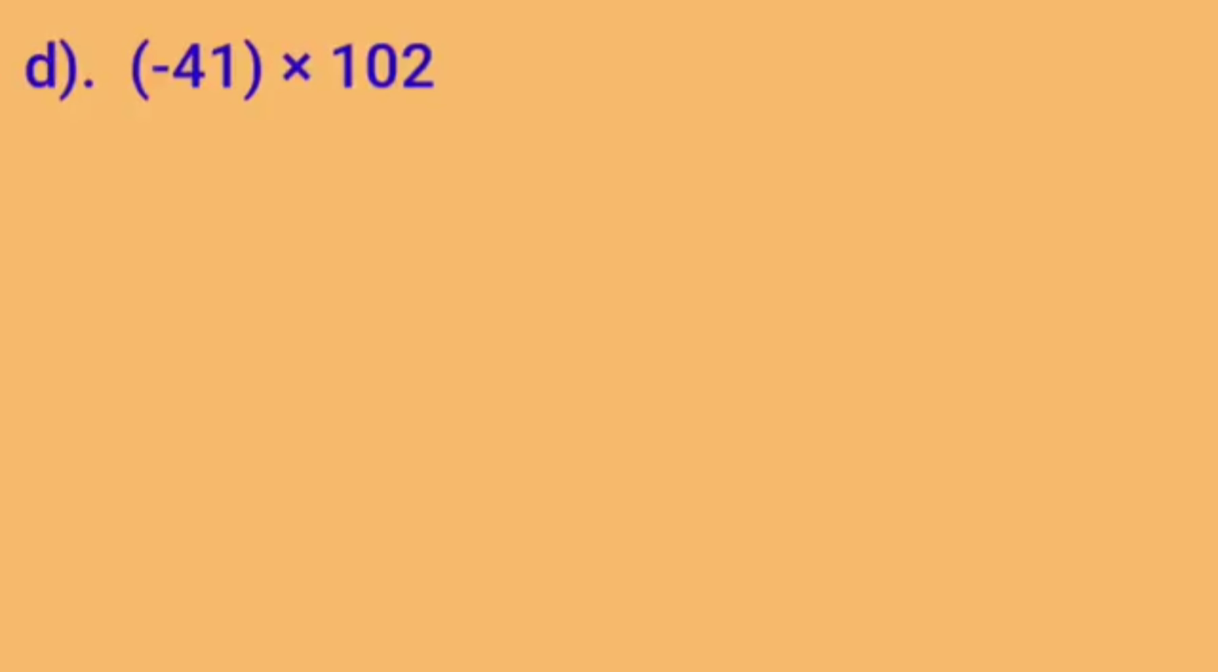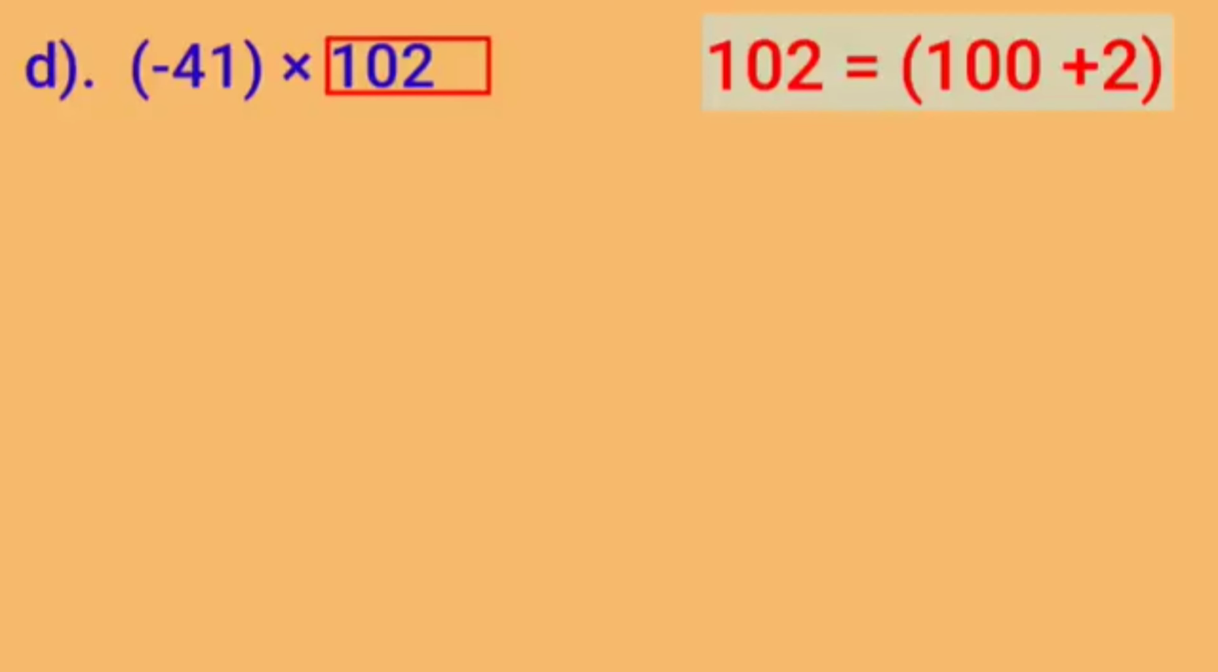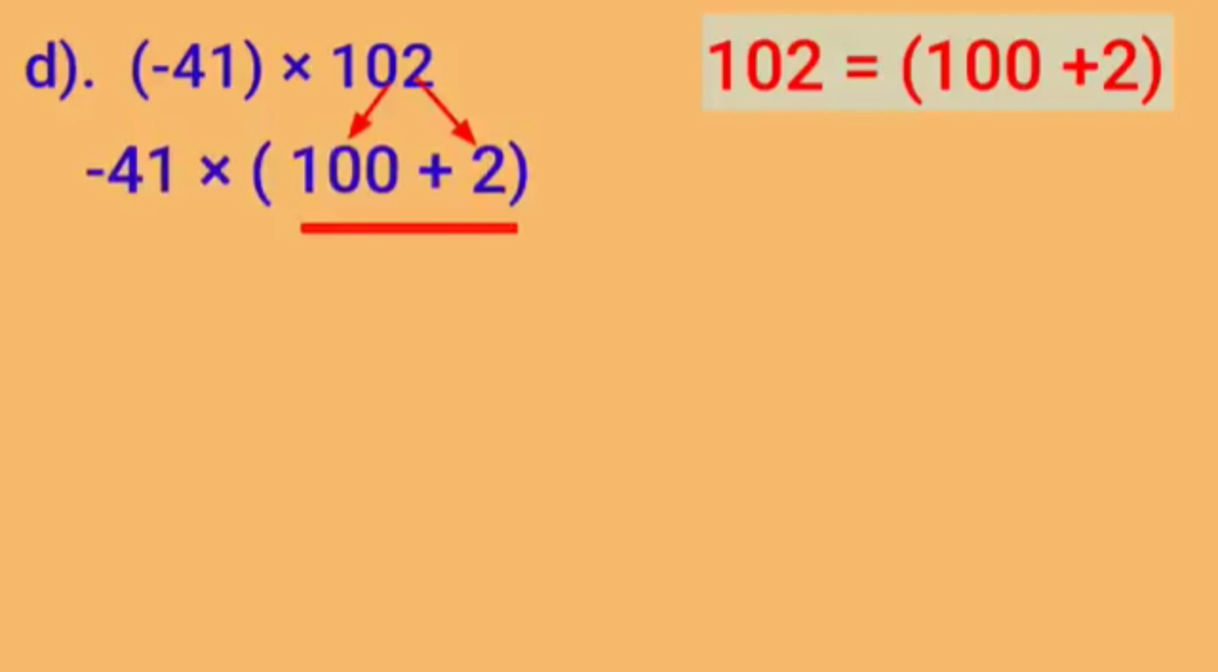Next sub question D. Minus 41 multiplied by 102. To follow the distributive property, the bigger number 102, expand and write as 100 plus 2. So, minus 41 into 100 plus 2.